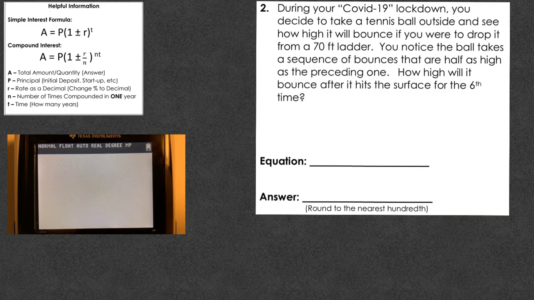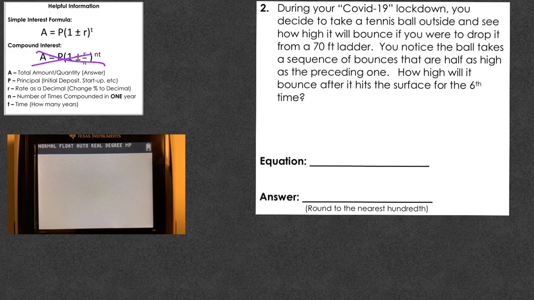Okay, continuing to number 2 of our notes. During your COVID-19 lockdown, you decided to take a tennis ball outside and see how high it will bounce if you were to drop it from a 70-foot ladder. You notice the ball takes a sequence of bounces that are half as high as the preceding one. How high will it bounce after it hits the surface for the 6th time? So we need to create our equation. Did you notice in there it never said the word compound? So we will not be using our compound interest formula, so we can just mark that off.